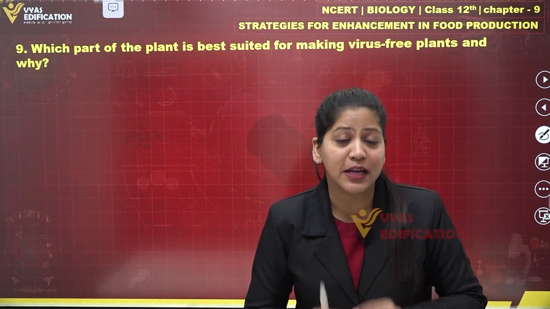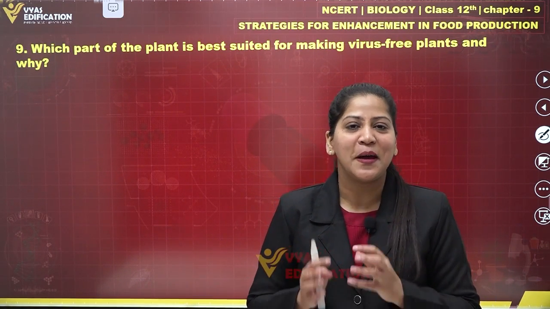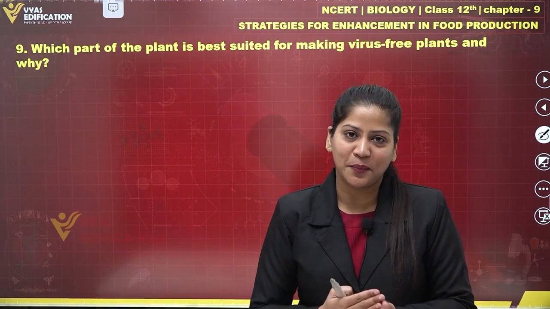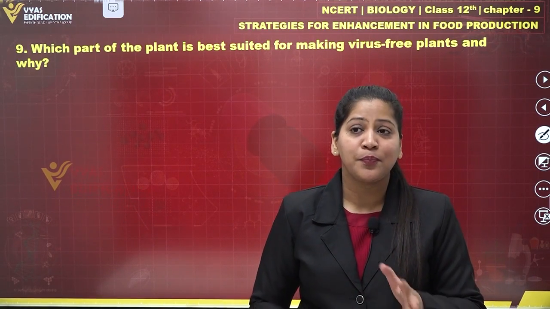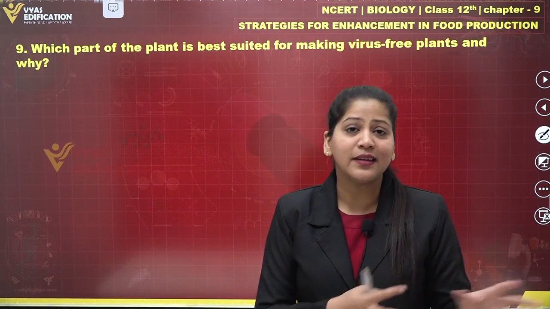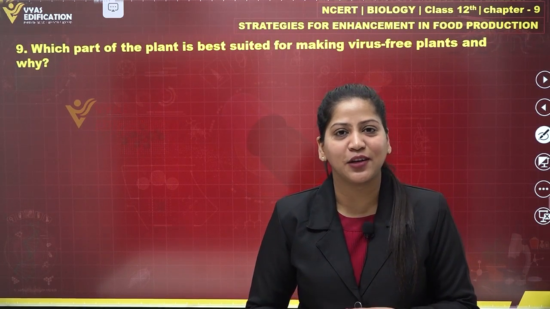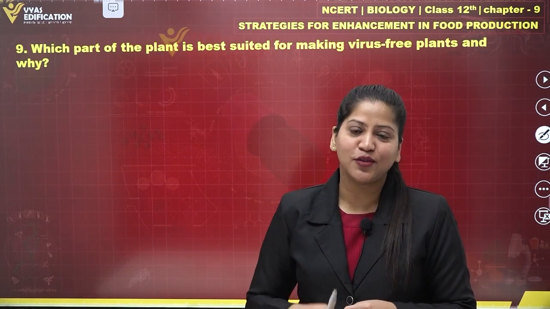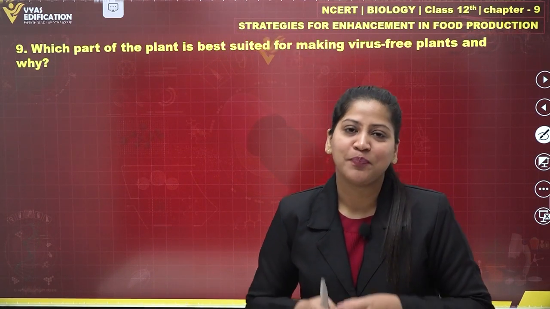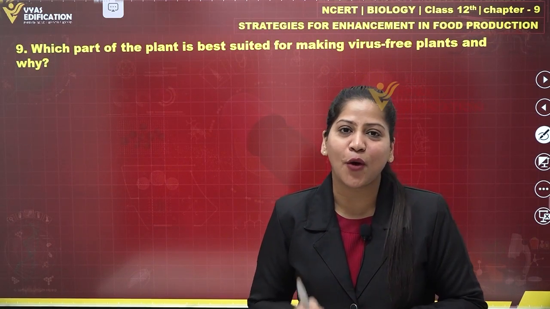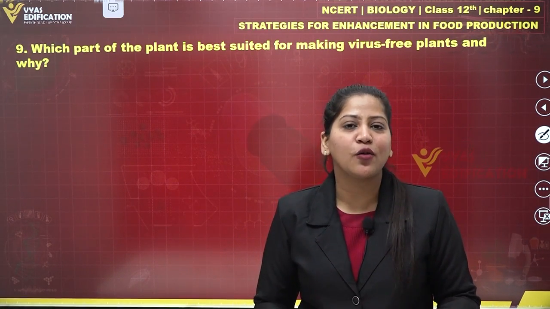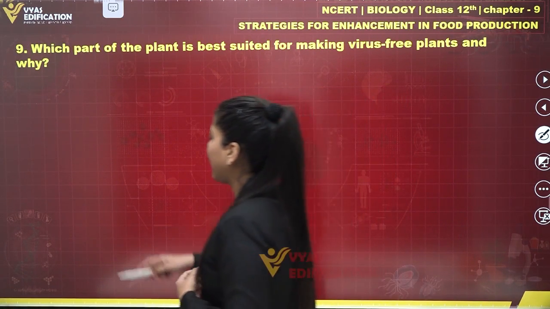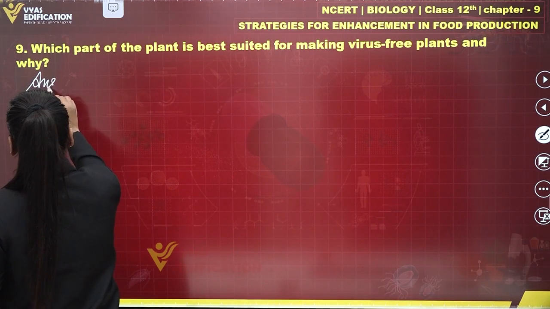Also, viruses are unable to invade the newly formed meristematic cells. Hence, the meristematic regions of the plants are free from viruses, although the whole plant other than the meristematic regions is infected with the virus. So with the use of these meristems, we can make a healthy new plant which is free from virus through the micropropagation technique. So this is the answer, and now we are going to write the answer to this question.